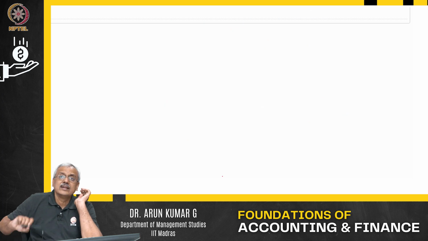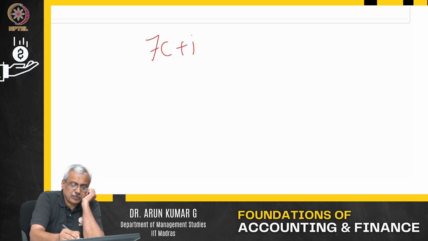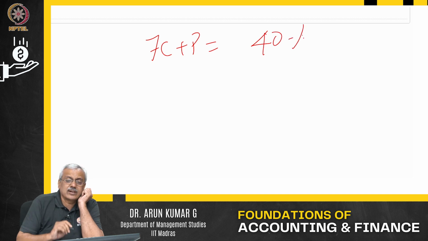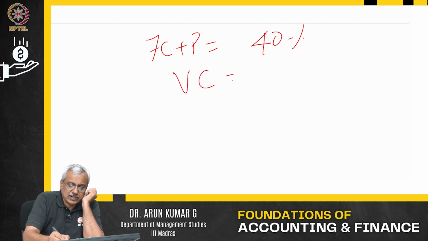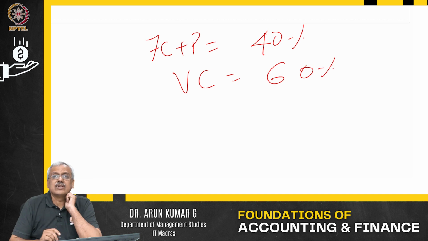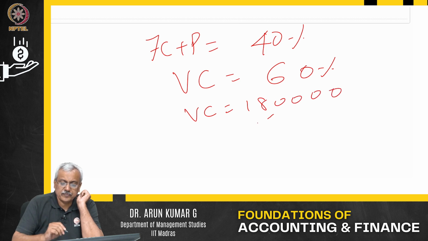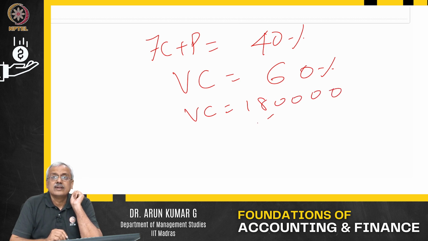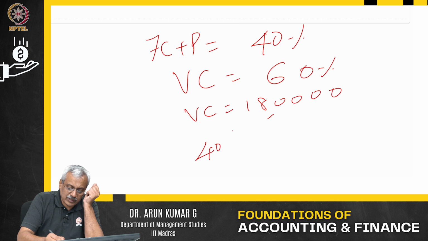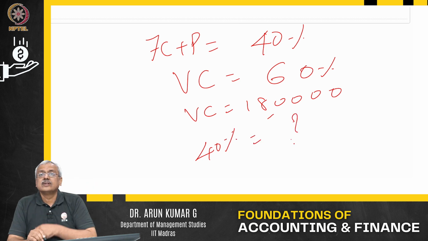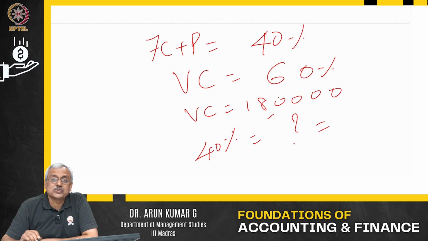One second. If fixed cost plus profit is equal to 40% of the sale value, then my variable cost will be equal to 60% of the sale value. So, variable cost in this case is 1,80,000. If variable cost is 1,80,000, that is 60%, then 40% is how much? 40% in this case will be, you can just do the calculation, 1,20,000.